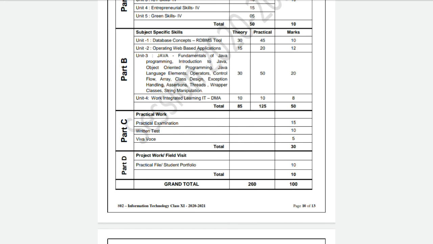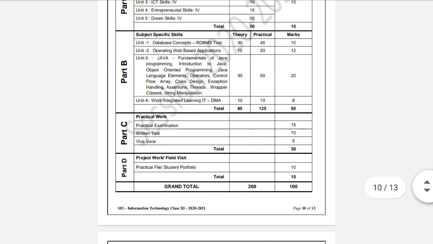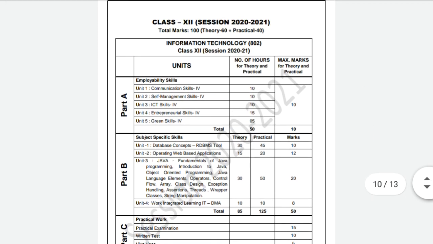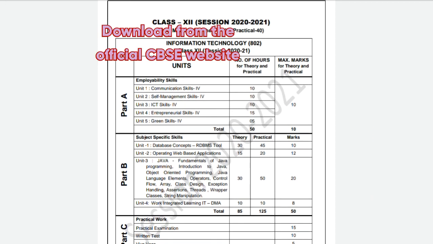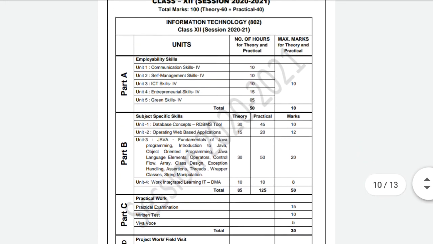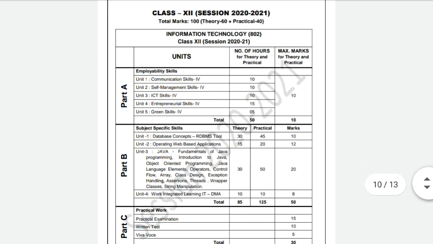So the total examination will be of 100 marks, which is distributed in two parts: 60 marks will be of theory and 40 marks will be of practical. So this is the updated syllabus of this session of grade 12 Information Technology, subject code 802.